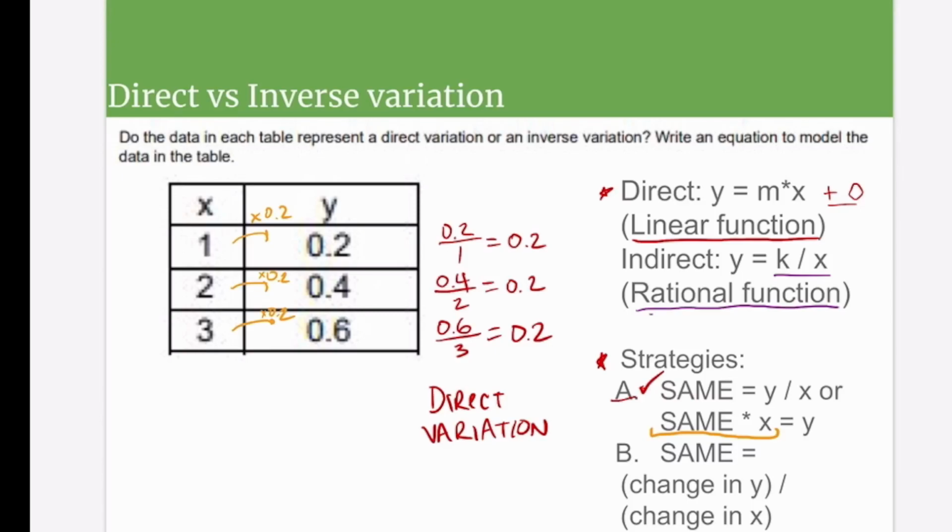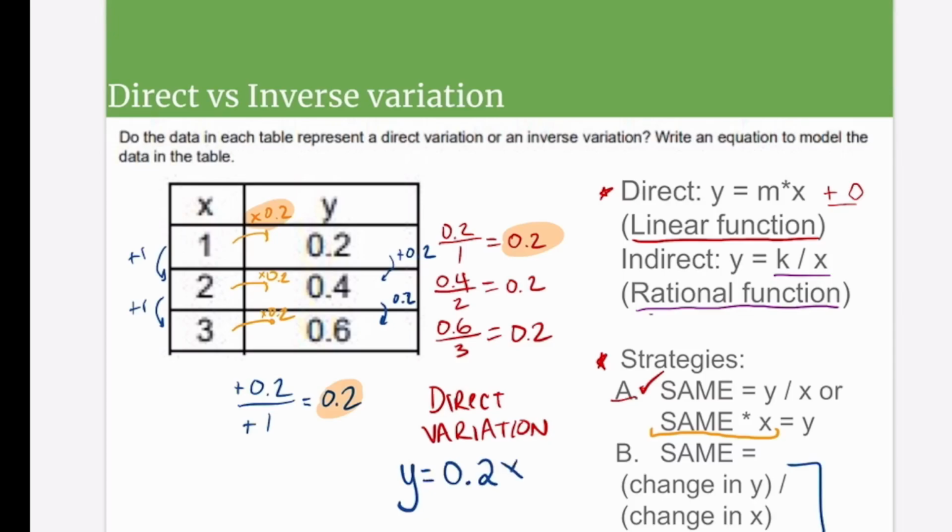The third strategy is by looking specifically at the slope, or the change in y values divided by the change in the x values. So the x values in this case are increasing by 1. The y values are increasing by 0.2. So again, because the y's are increasing by 0.2 and the x's are increasing by 1, you get 0.2. So it doesn't matter where you do this. 0.2, 0.2, 0.2. There's some kind of constant rate of change. Hence, direct variation. So the way we write this equation is going to be y equals, and 0.2 is our rate of change. So 0.2 times x. That would be our equation for this one.